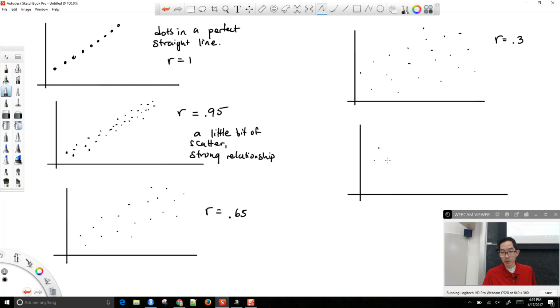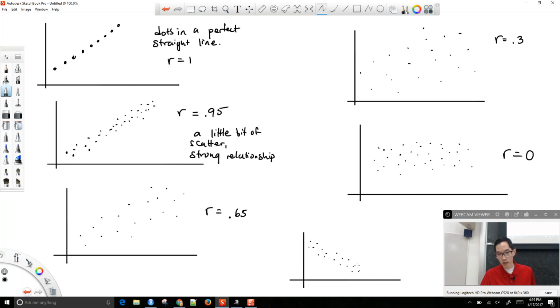Until you get to a point where there's no relationship at all. And so here r would be 0. Now if you make all of these point in the other direction, you'd have negative values, right? So if I have something like this, what would r be here? Negative 0.9 something, right? I'm just making up a number here.